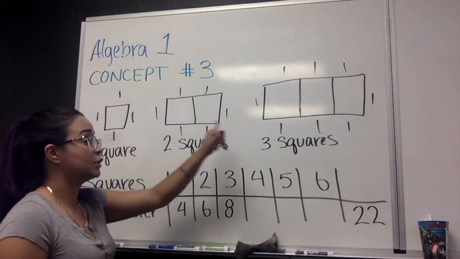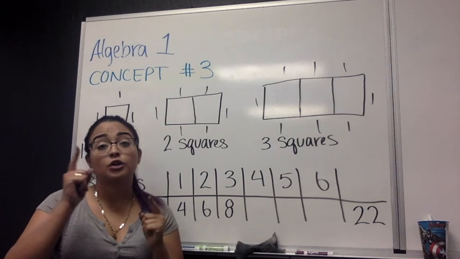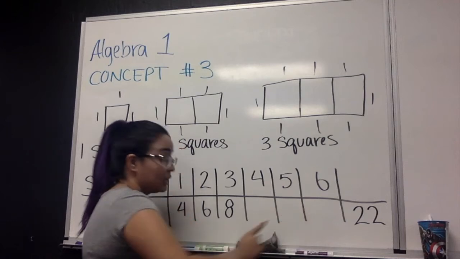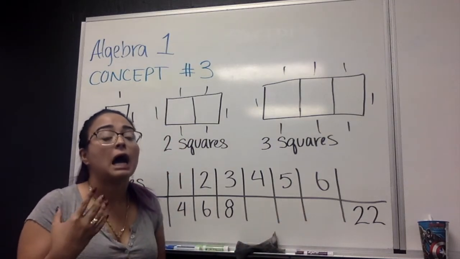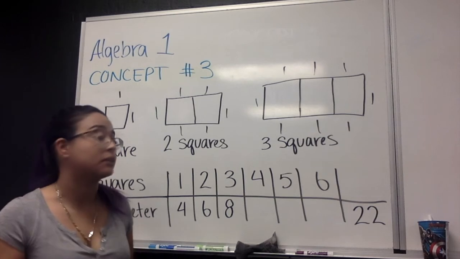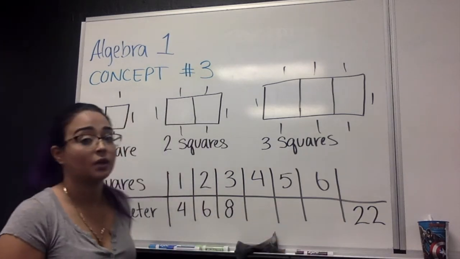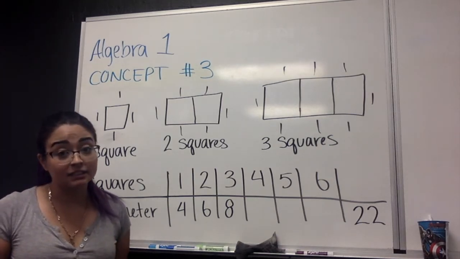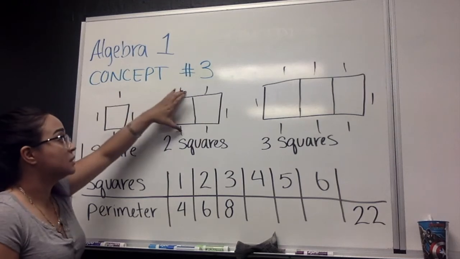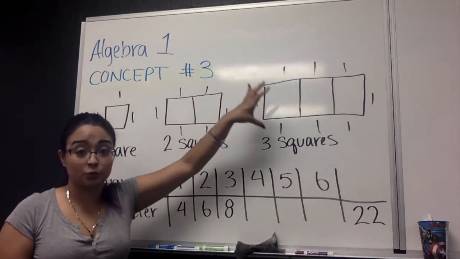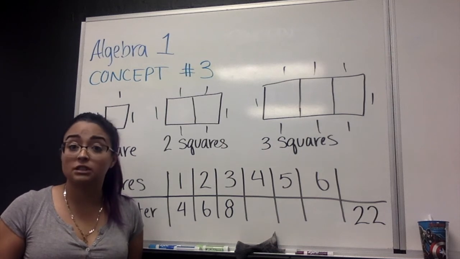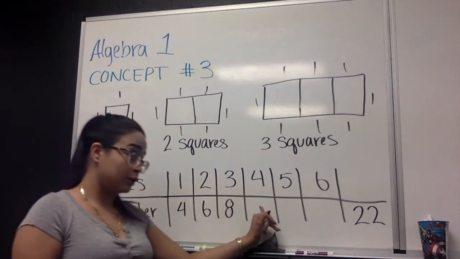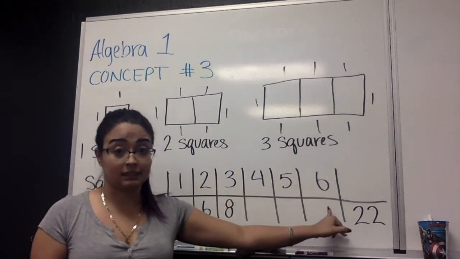And you can see here how I drew out the examples. Now, you have to fill out the spots for 4 squares, 5 squares, and 6 squares, and also figure out how many squares would give us a perimeter of 22. Okay? Now, to make things easier for you, draw out each additional square. That will make your life so much easier to count out the perimeter. So please go ahead and do so for 4 squares, 5 squares, and 6 squares.